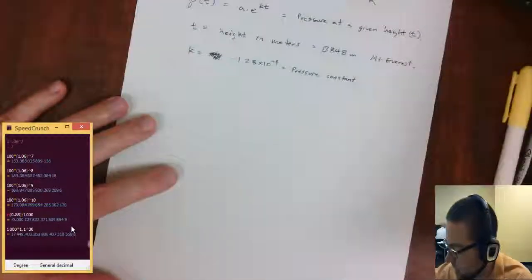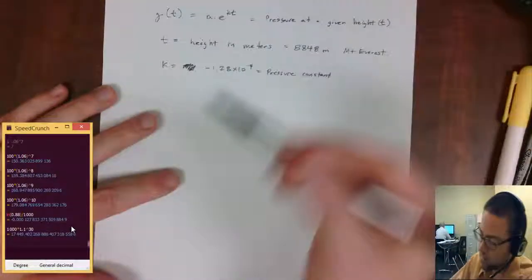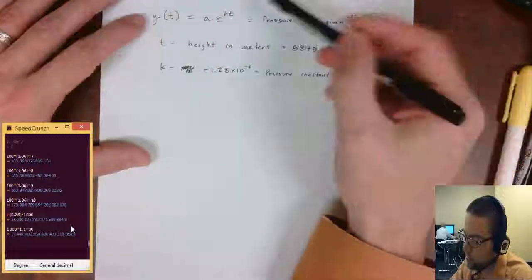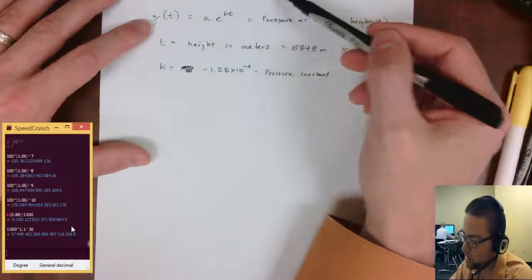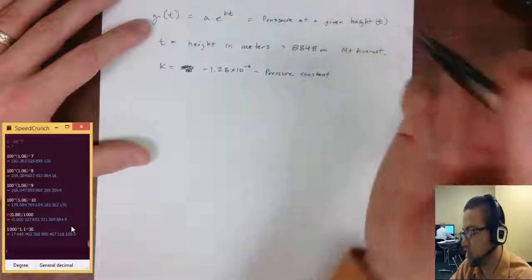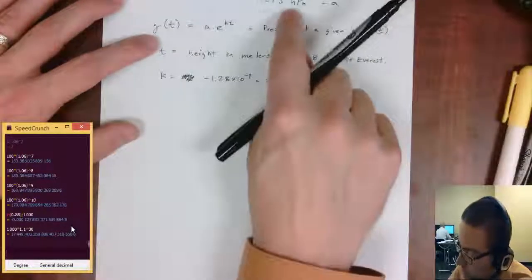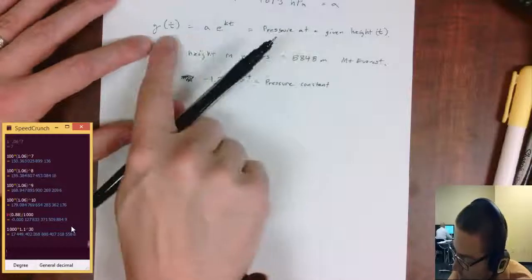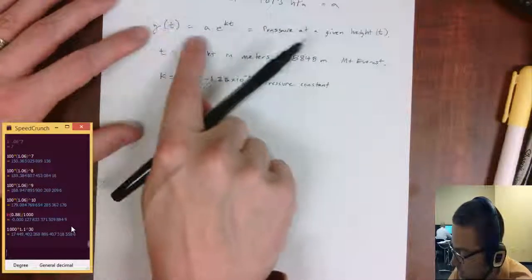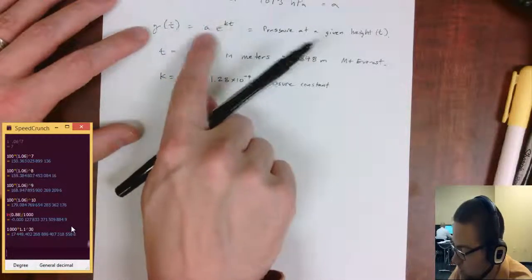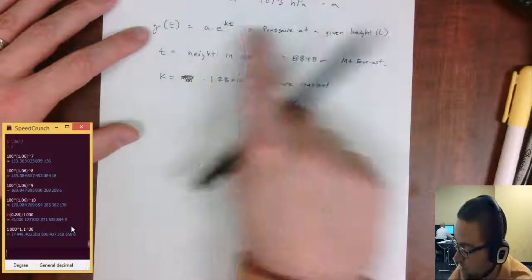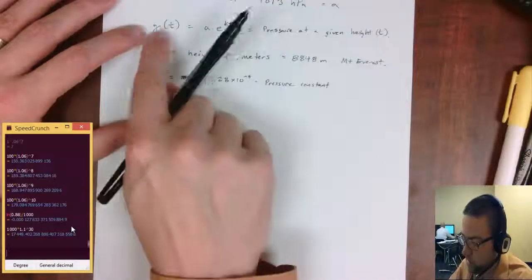All right, so let's do a decay one. This one's the pressure at sea level, which is 1,013 hectopascals. So that's 100 pascals. So we have this function y of t equals a e to the kt. This is a pressure at a given height.